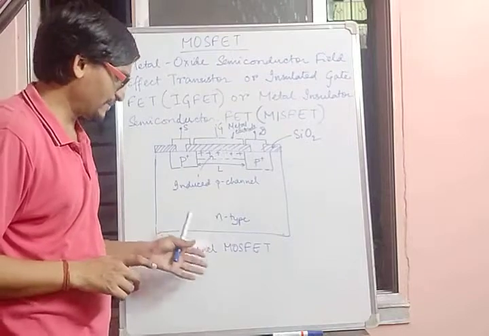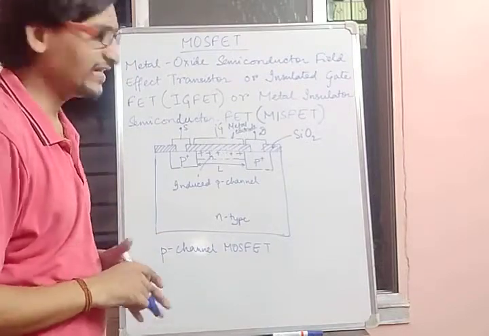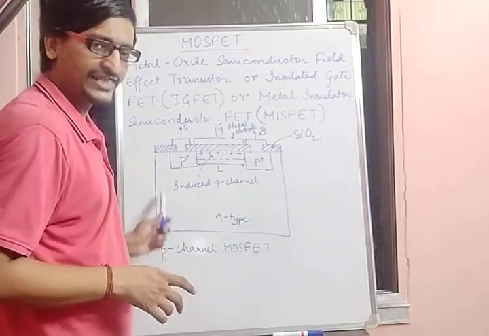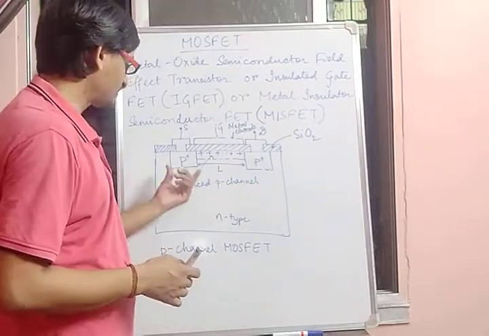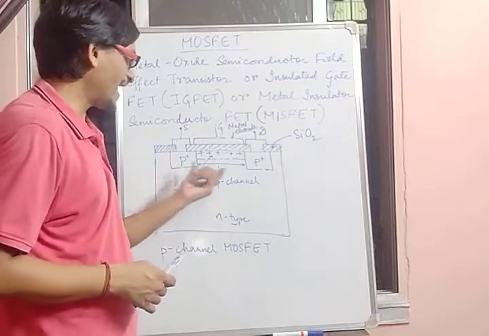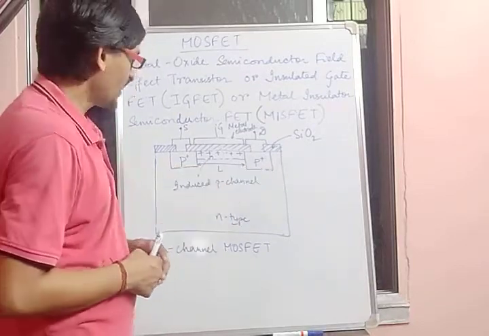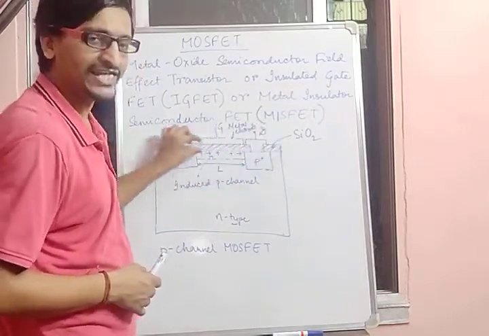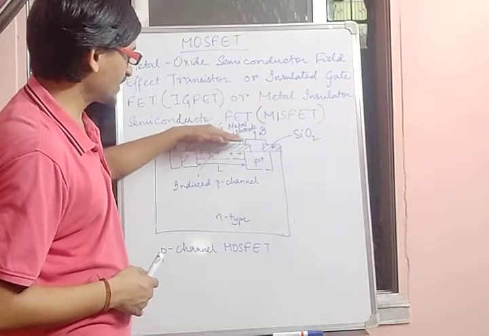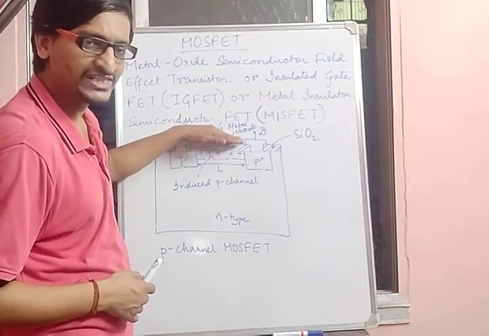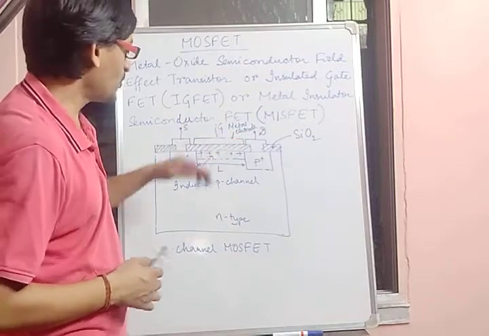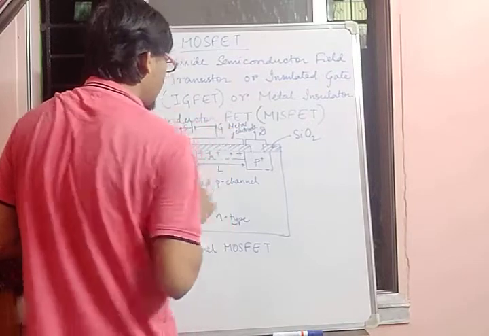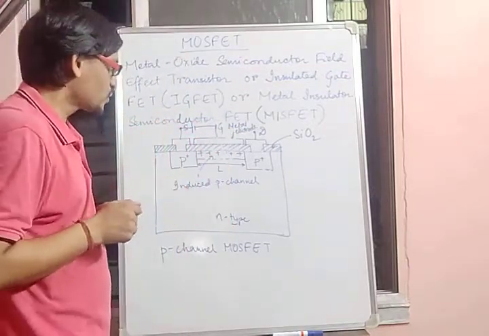So how does this P channel MOSFET work? First of all, let us discuss this. It consists of an N type substrate. In this lightly doped N type substrate, two highly doped P plus regions are injected. On top of this substrate, an insulating silicon dioxide layer is placed. On this silicon dioxide layer, a metal plate is placed, which acts as the gate terminal. Now if I apply a negative voltage at this gate terminal with respect to source, what will happen?